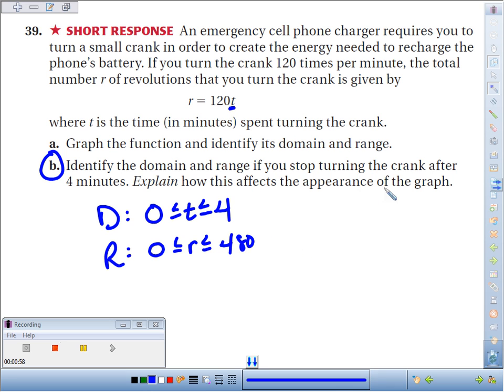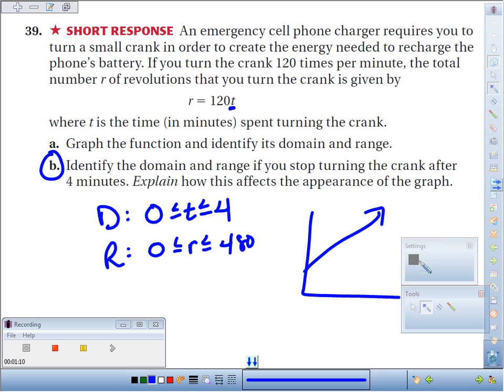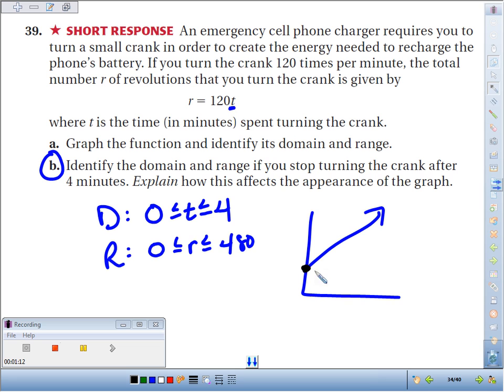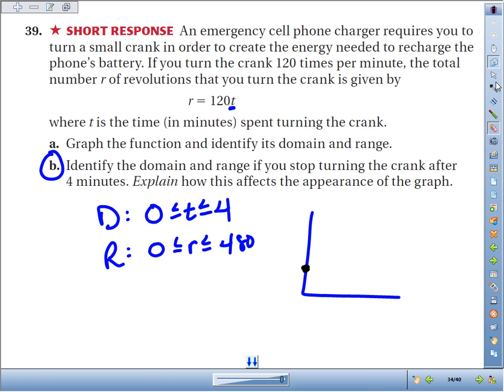How does this affect the appearance of the graph? If we don't have a restriction, the number of revolutions would just keep going up and up and up as more minutes go by. Obviously, it would have to stop at 0 because you can't have negative revolutions. I suppose the graph would be more like this, because if I turn it for 0 minutes, it's going to have 0 revolutions.